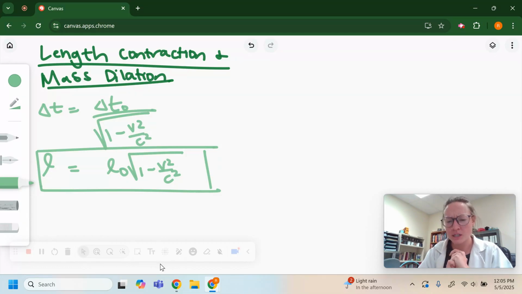That follows our first postulate of special relativity, which says that in an inertial reference frame, as long as your reference frame is uniformly moving at a constant velocity, the laws of nature are always the same as they are in a non-moving reference frame.